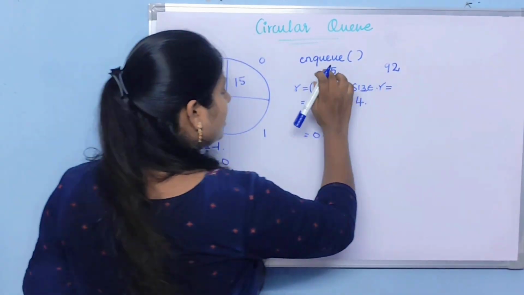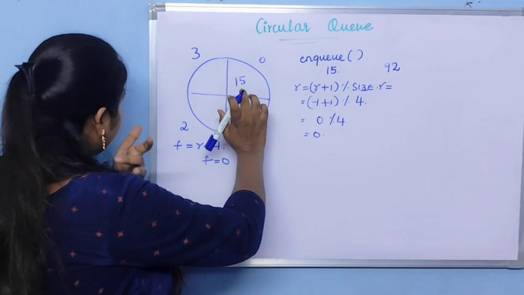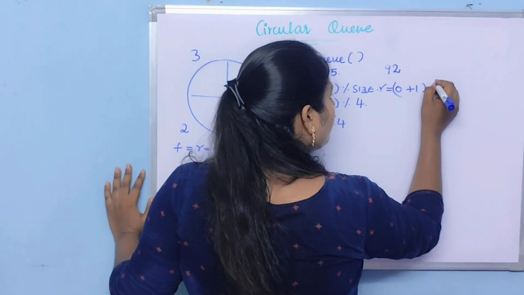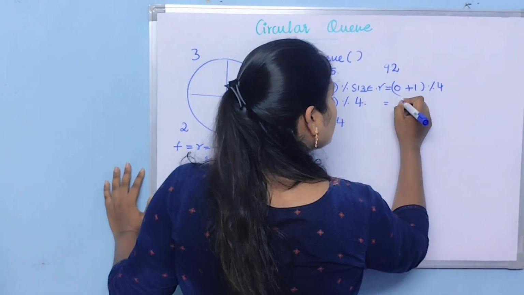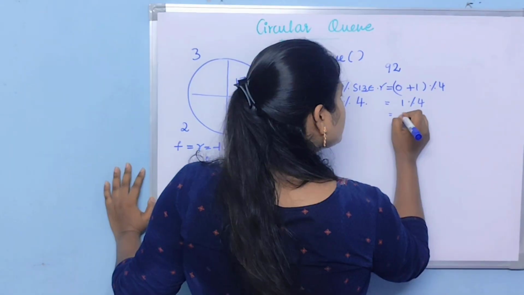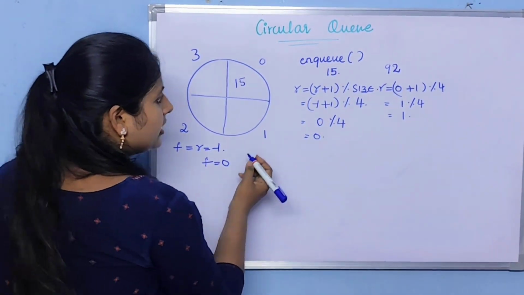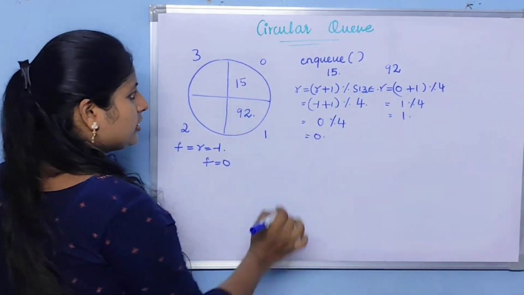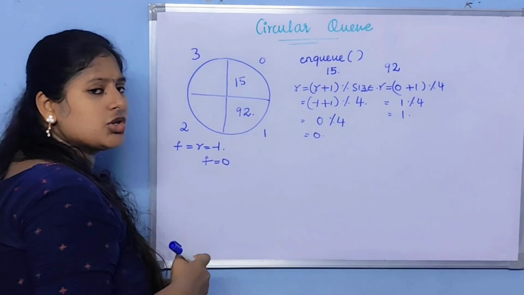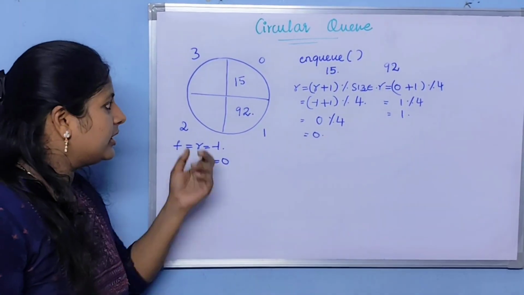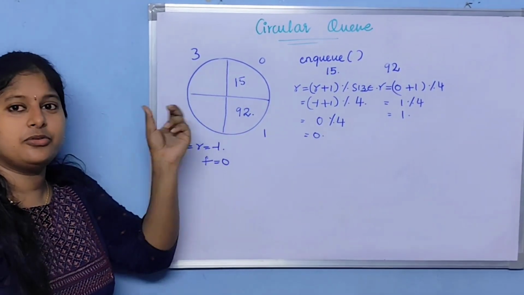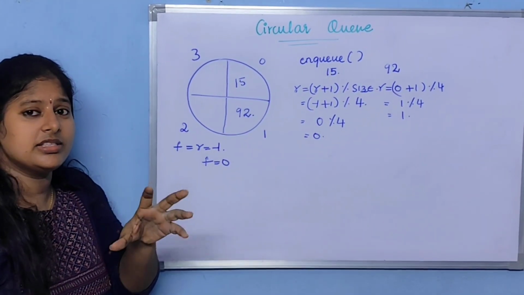What is the present rear value? 0 plus 1 mod 4 is 1 mod 4. So 92 will be added at the first position. So when you try to write in the exam, keep drawing one circular structure each time you insert nodes. Then your answer will be prolonged.